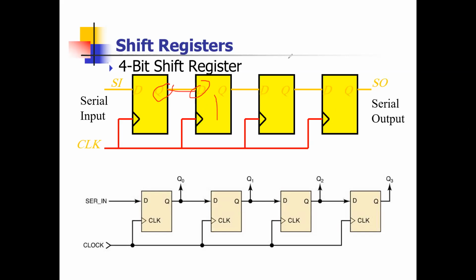And in the same way, I can make a left shift register also. So how can I make left? If I give the input from this side, the shifting will occur from here to here. So then it is called left shifting.